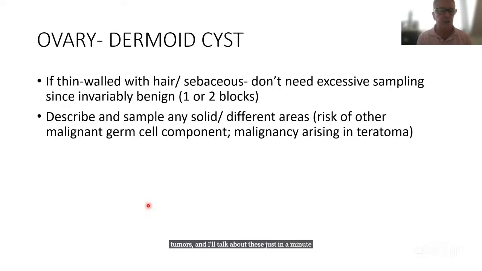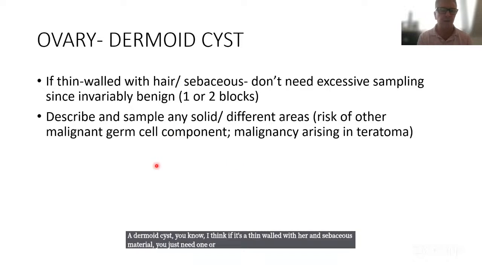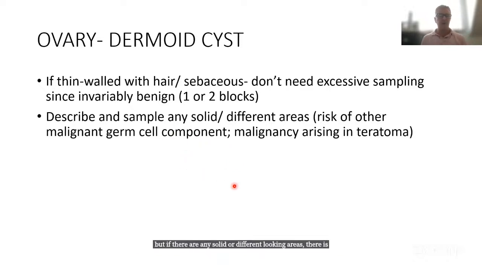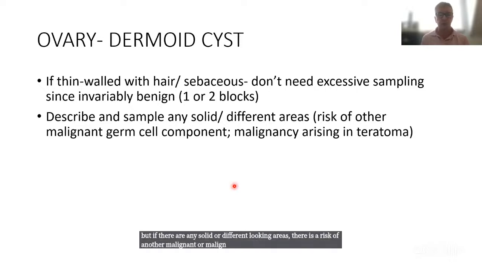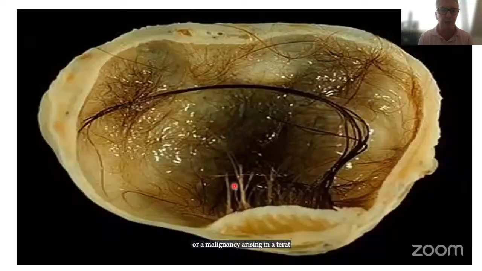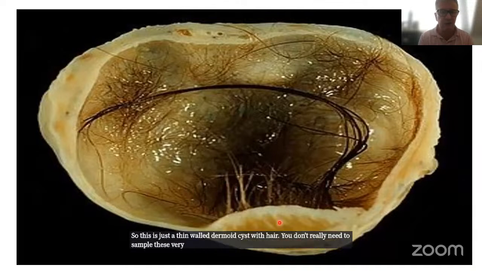A dermoid cyst, I think if it's thin-walled with hair and sebaceous material, you just need 1 or 2 blocks. But if there are any solid or different-looking areas, there is a risk of another malignant germ cell component or a malignancy arising in a teratoma, so you have to sample these well. So this is just a thin-walled dermoid cyst with hair. You don't really need to sample these very widely.